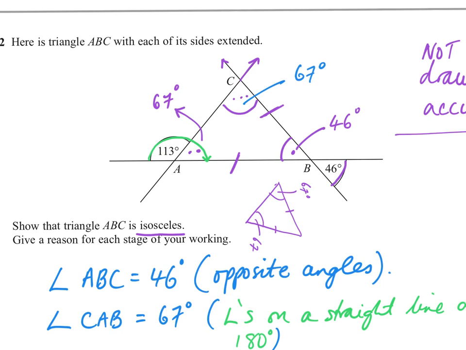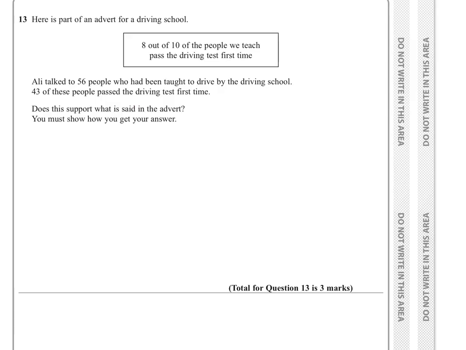Okay, so let's move on. Before I do, someone pointed out to me that I should have said vertically opposite angles. Question 13. It says 8 out of 10 of the people we teach pass the driving test first time. And then Ali talked to 56 people who had been taught to drive by the driving school. 43 of these people passed the test first time. So that would be 43 out of 56.